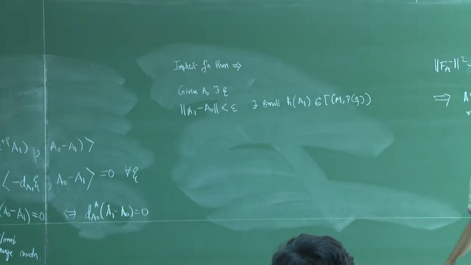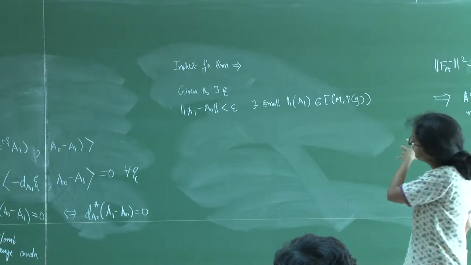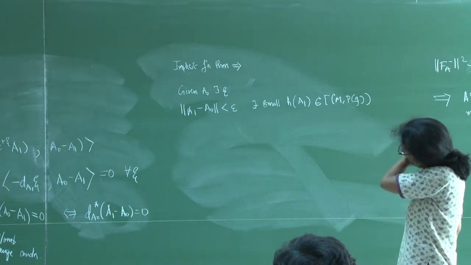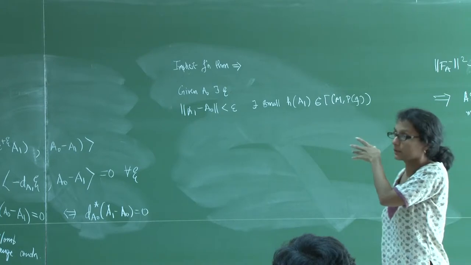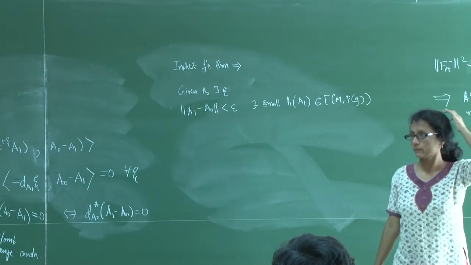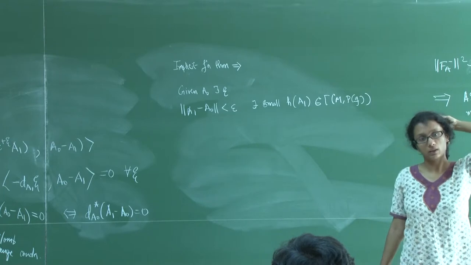What kind of implicit function theorem are we using? I mean, these are infinite dimensional models. So we first complete them. Yes, so we need to work in Sobolev spaces.